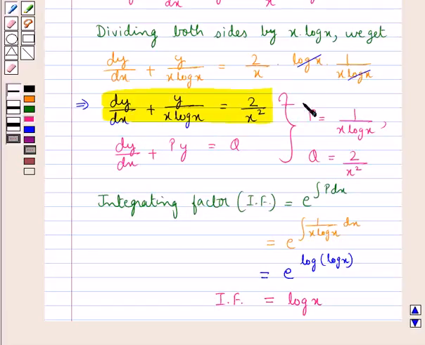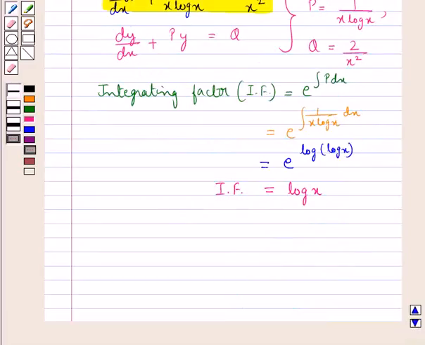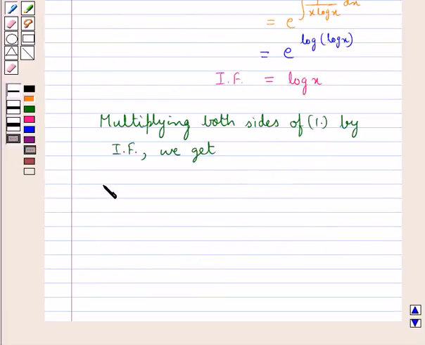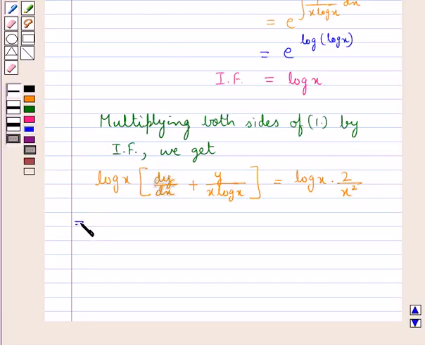Now, let us assume this equation to be equation 1. Now, multiplying both sides of equation 1 by the integrating factor, we get log x into dy by dx plus y upon x log x, the whole is equal to log x into 2 upon x square. This further gives us dy by dx into log x plus y upon x is equal to 2 log x upon x square.